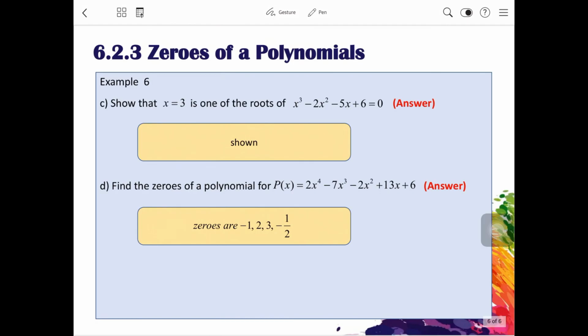I will leave example 6C and D for your practice, and these are the answers.